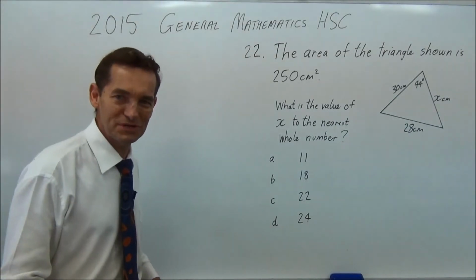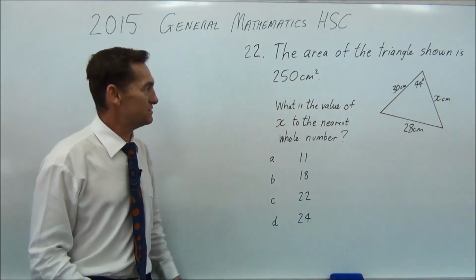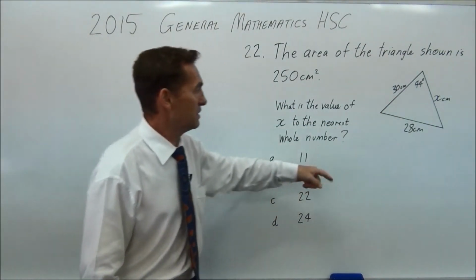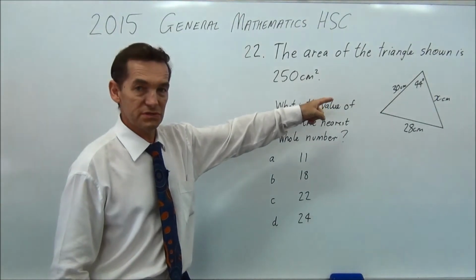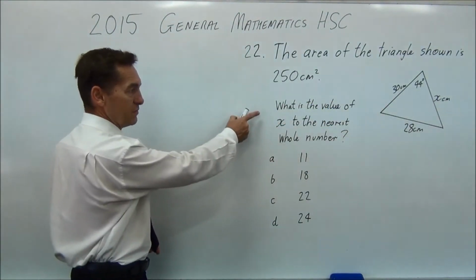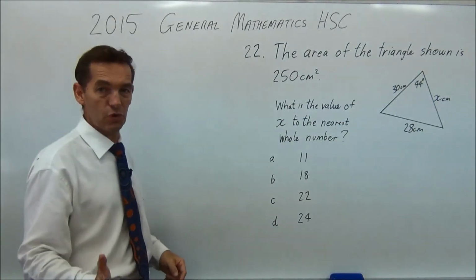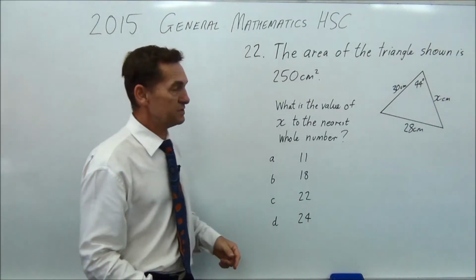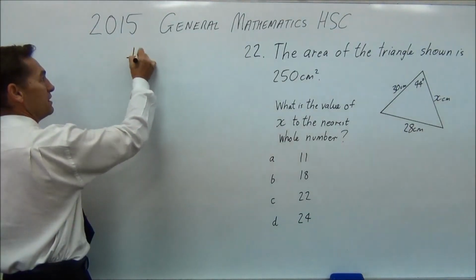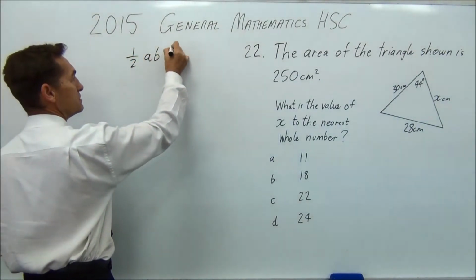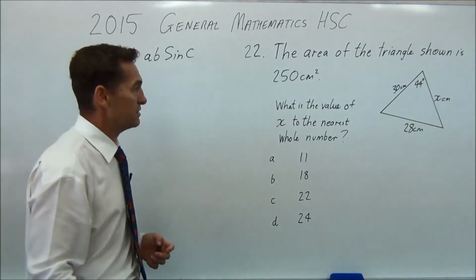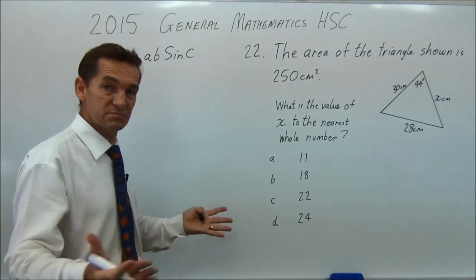G'day again, question 22. The area of the triangle shown is 250 centimetres squared, and they give you this nice picture. They give you 44 degrees, 30, x and 28. What is the value of x to the nearest whole number? So for this, you want area of a triangle. You can look it up on your formula sheet, but you should be looking at half ab sine C. That's the formula you should be working with. You just plug in the numbers and that's your answer.